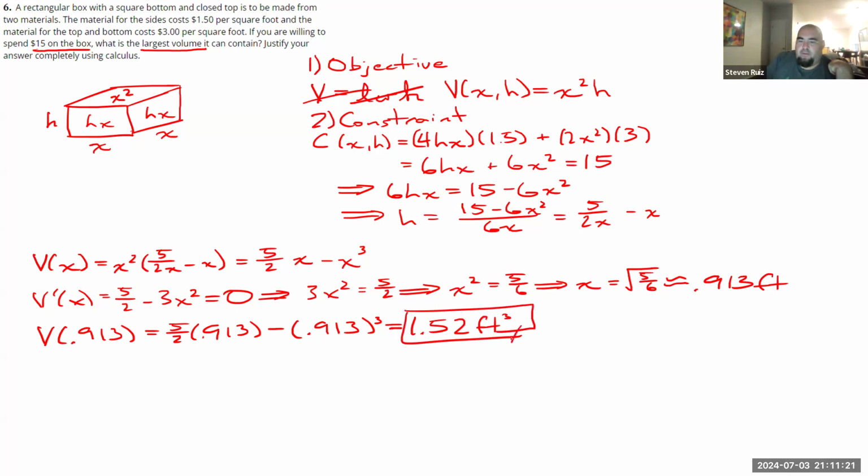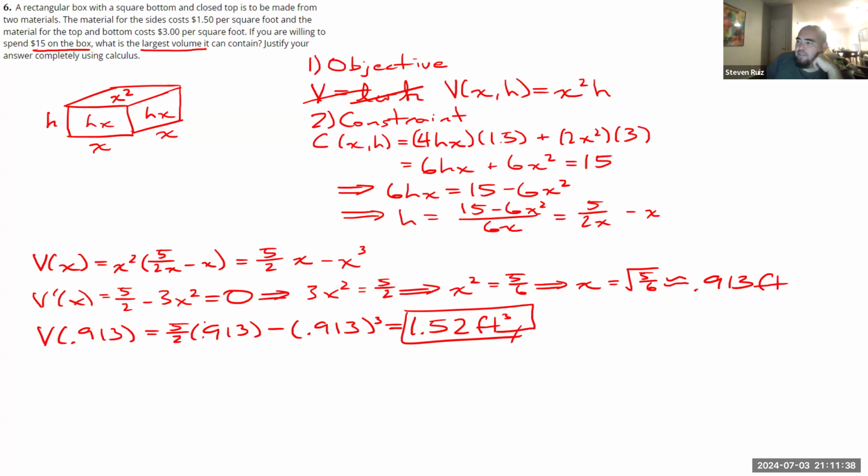Okay. So how do we feel about that answer? One more thing I will do for this question. I don't know if I'll do it for the other three that are due for this module, but I'll do it at least once here. I want to make sure that's actually a maximum.